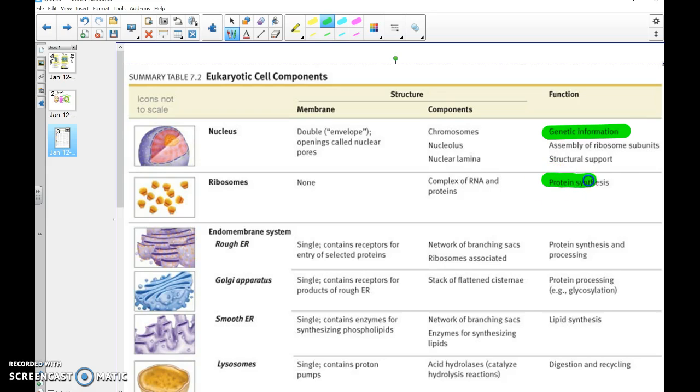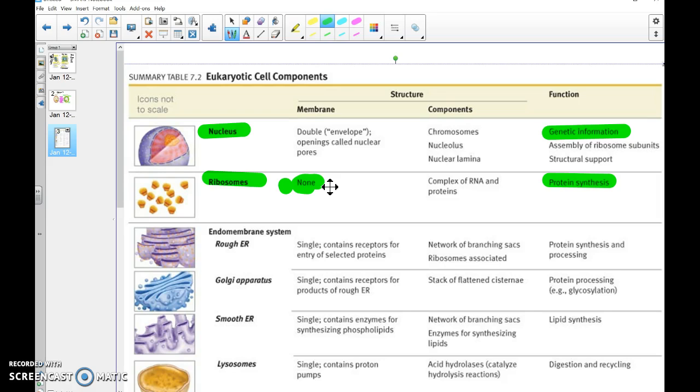Ribosomes, probably one of the most important things in all of cells, are responsible for protein synthesis. Ribosomes are not membrane bound. See this column here where it has membrane and it says none? They don't have any. That's why you find ribosomes in prokaryotes as well. But ribosomes create proteins. You know how we talked earlier when we did organic macromolecules? Proteins are involved in everything. Proteins are enzymes, proteins are structural, proteins just make everything in cells that do jobs. Well, something has to build those proteins, and that something is the ribosomes. Something has to have plans for those proteins, and that something is the nucleus.